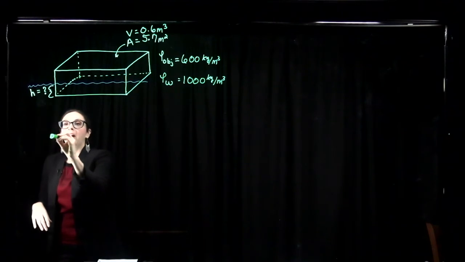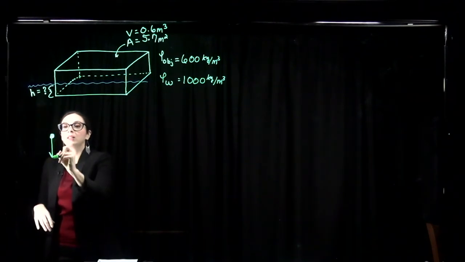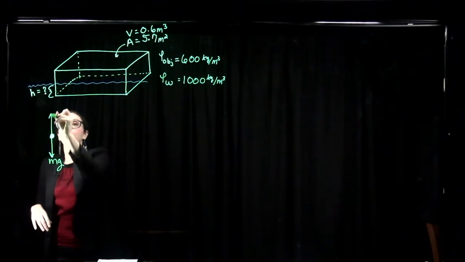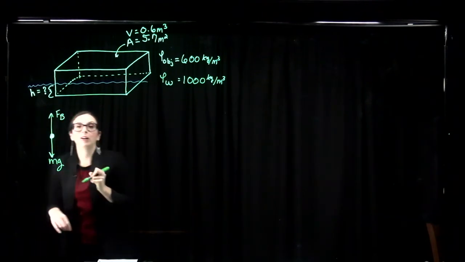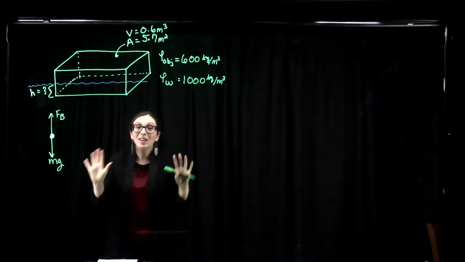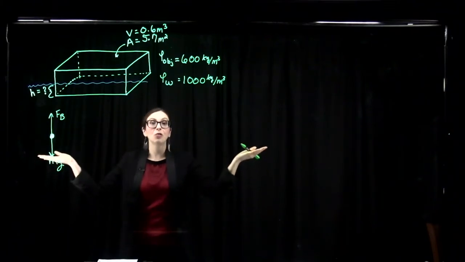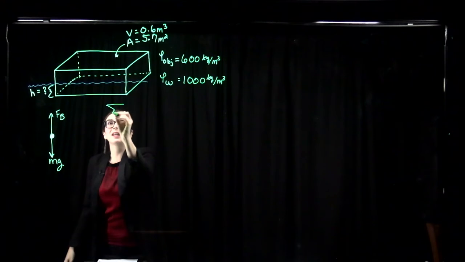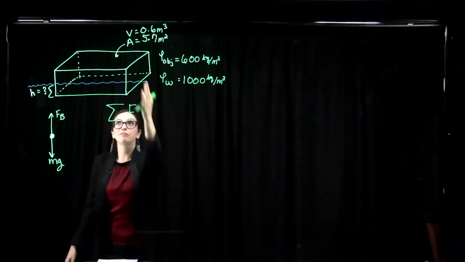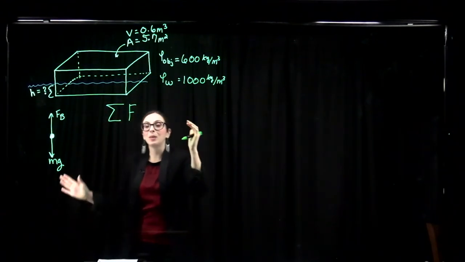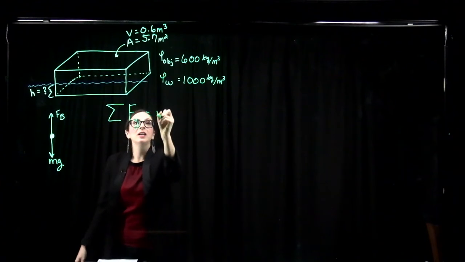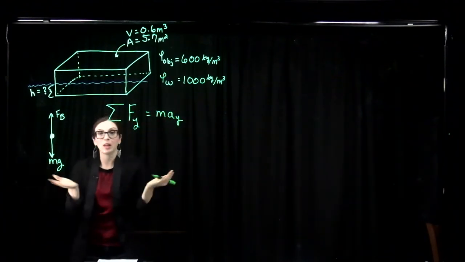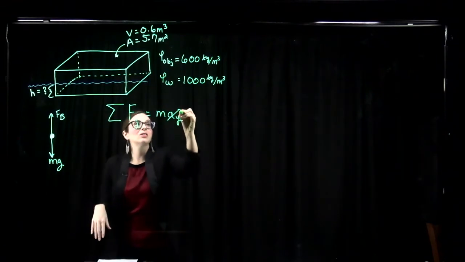So here's our raft, and we've got the weight of our raft downward, and we've got the buoyant force acting upward on our raft. Our raft is in equilibrium. It is floating, it's not accelerating up or down. So if we use Newton's second law on this situation, we've got the sum of the forces in the vertical direction equals the mass times the acceleration in the vertical direction. We're not accelerating, we're stationary, so this is 0.